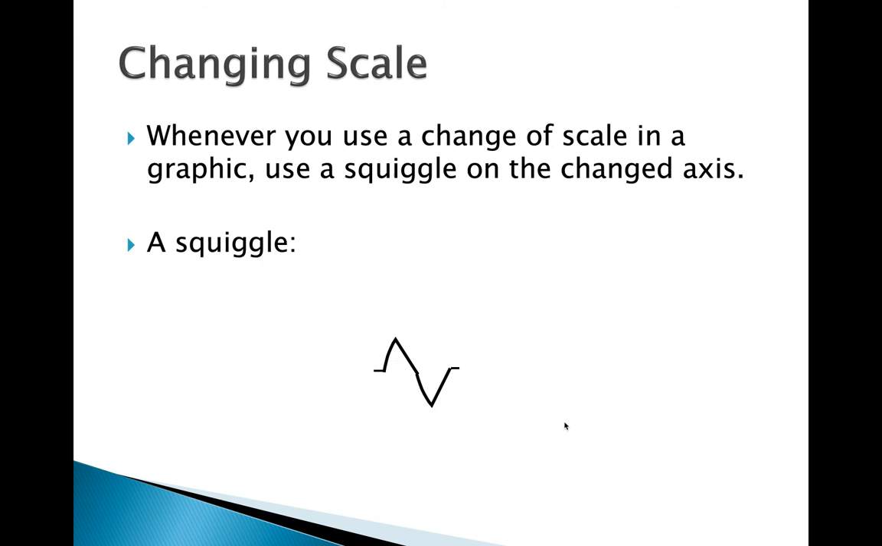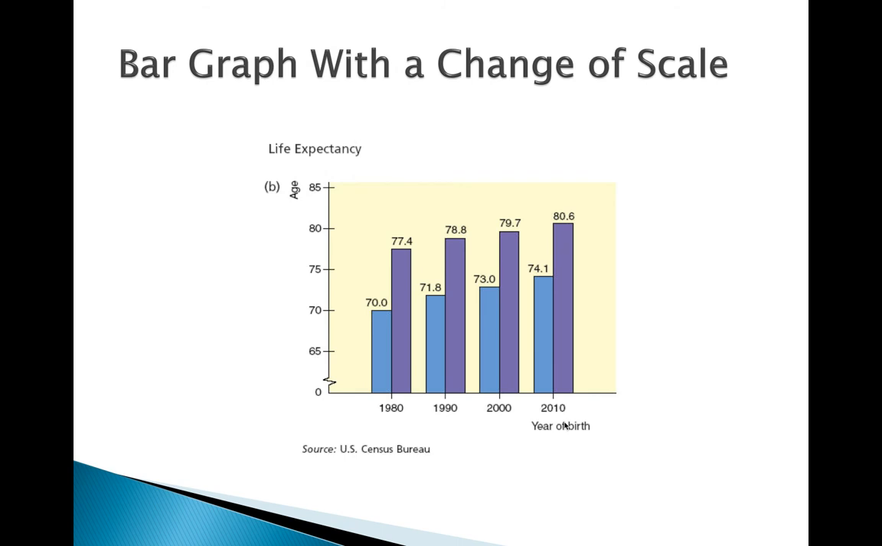Whenever you use a change of scale in a graphic, use a squiggle on the changed axis. Here's a picture. So here they didn't show ages below 65 because that wasn't the life expectancy ever. So they used a squiggle to represent that, okay, we've skipped some values here.